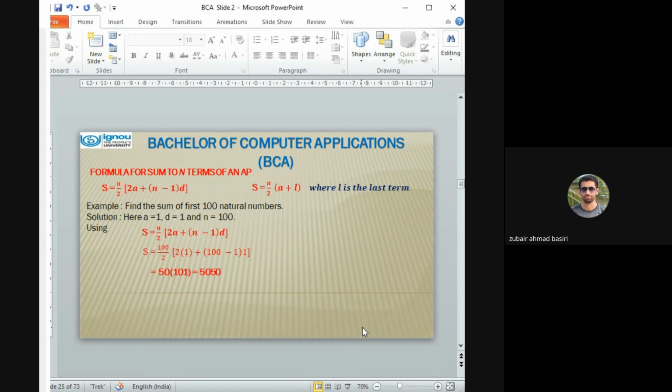Then we apply the first formula to get the summation of 100 natural numbers. That means you replace n by 100, a by 1, and d by 1. Is that correct? Yes, sir. Okay. The answer is in front of you.